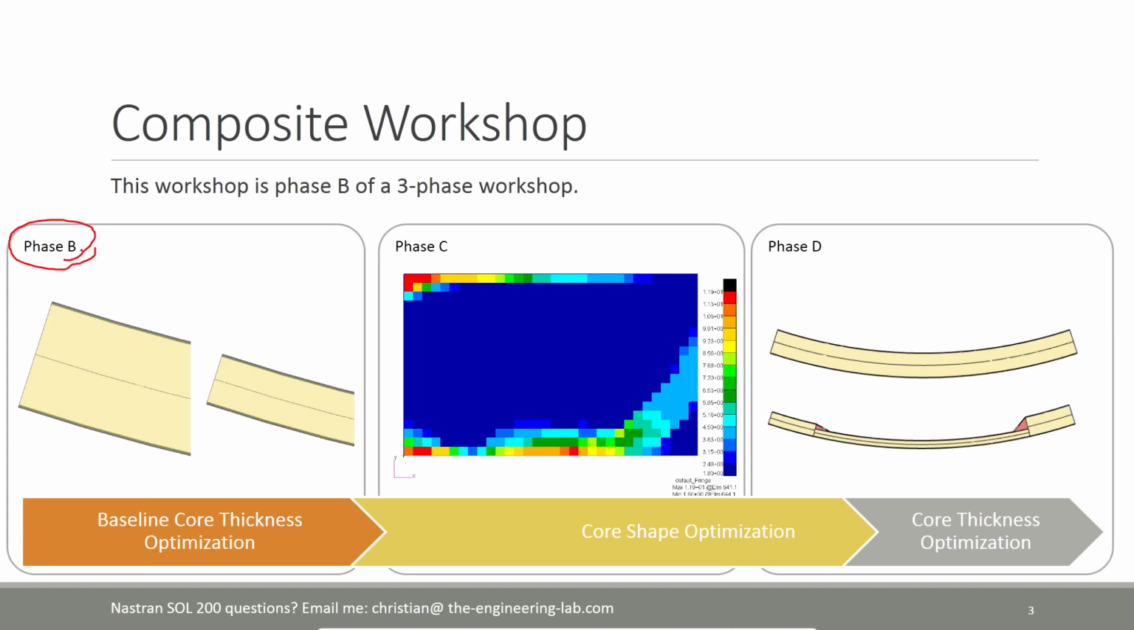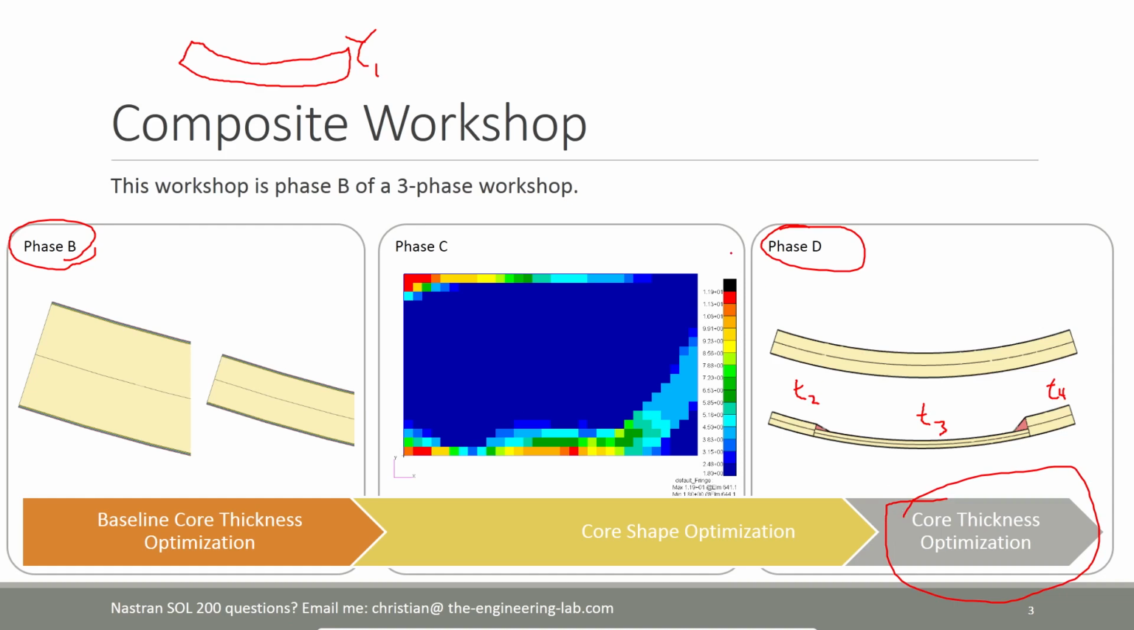And what I want to do is establish a baseline result. If our entire core was a constant thickness, I wanted to determine what the optimal thickness is in this scenario. In phase D, this is where we're going to have the core vary in thickness. We're going to have a new thickness, maybe T2, a new thickness here in the middle, T3, and then here on the far right, maybe a new thickness, T4. This is where we're going to perform our variable core thickness, if you will.